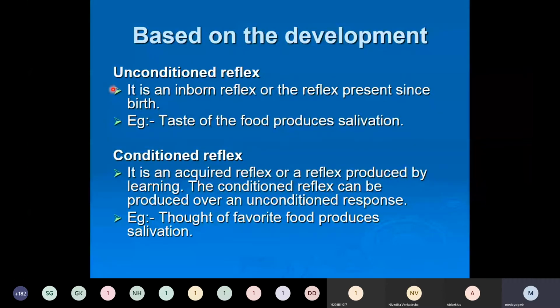Next is the conditioned reflex. What is this? This is an acquired reflex, or a reflex produced by learning. The conditioned reflex can be produced over an unconditioned response. One example they have given: the thought of a favorite food produces salivation.